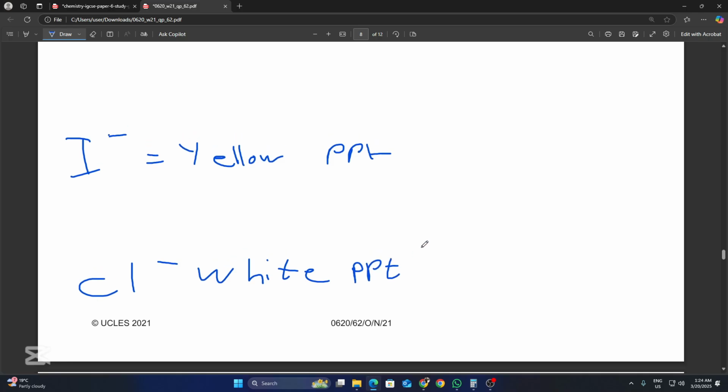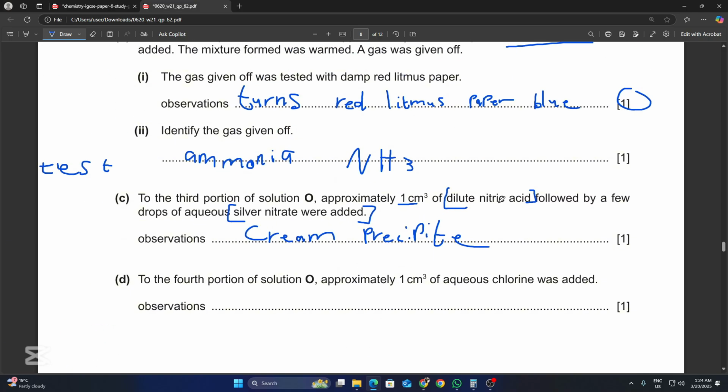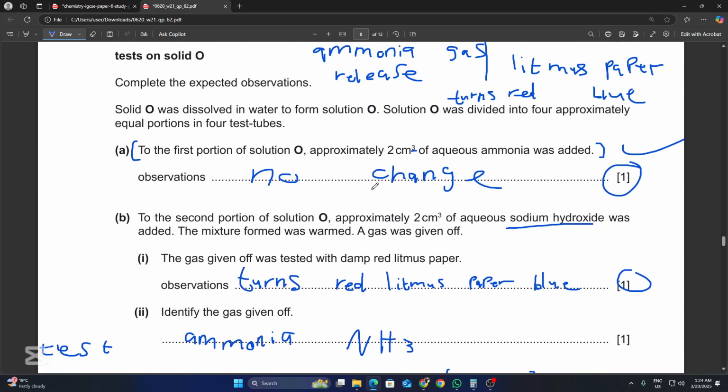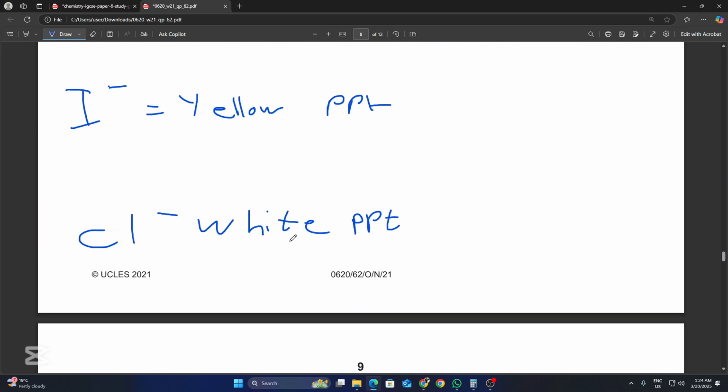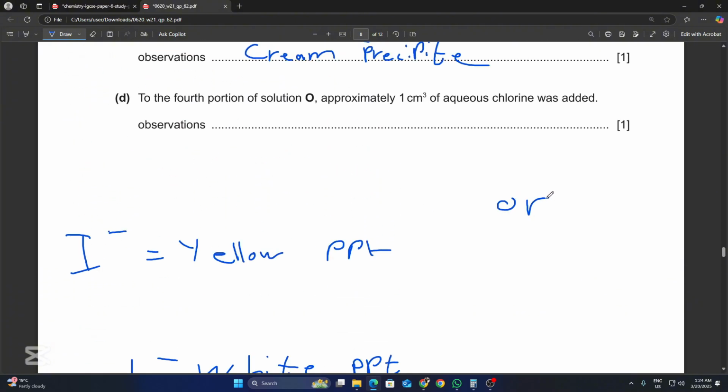Be careful, it says add 1 cm3 of dilute nitric acid or acidify, and add a few drops of silver nitrate, AgNO3. It will give you a cream precipitate because this is bromide. Now also make sure to know that bromine's color at room temperature is orange. Bromine.